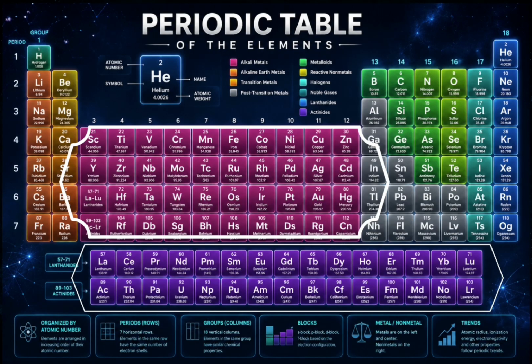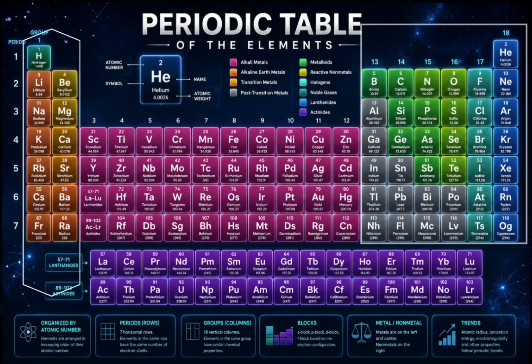and actinides. For learning general periodic trends, we usually don't focus on these elements because their trends are more complex. Instead, we'll focus on the main group elements, which are the elements on the left side and the right side of the periodic table. So let's get started.